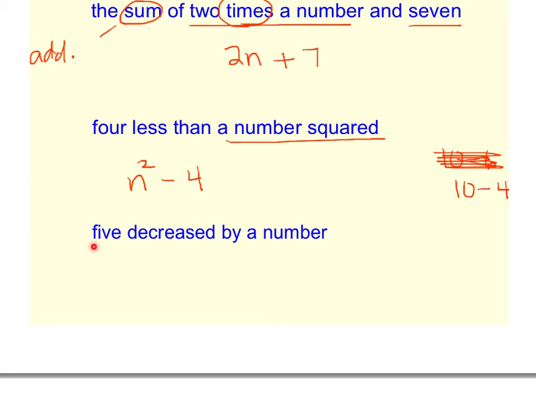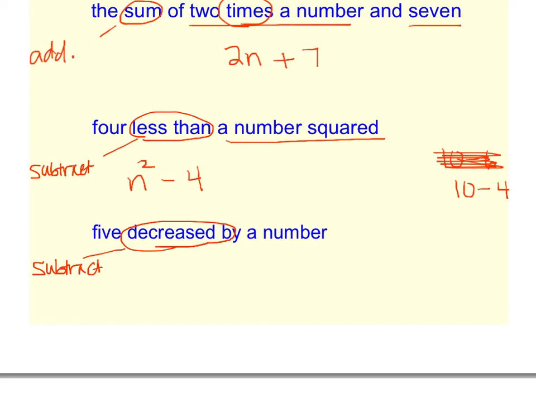All right, last example, 5 decreased by a number. On that last one, if you see less than, we want to know to subtract. On this one, we have decreased by. That also is subtraction. So 5 decreased by a number. If I said 5 decreased by 2, you would do 5 minus 2 to get 3. So it makes sense with numbers.